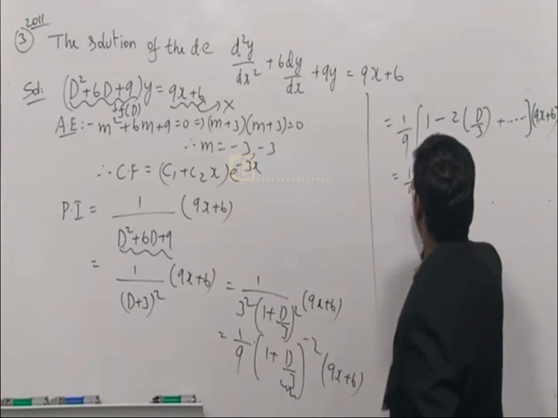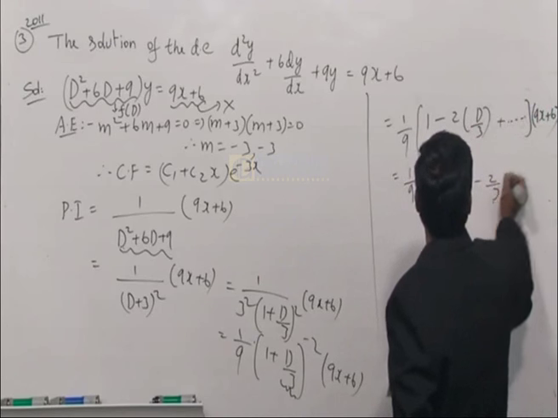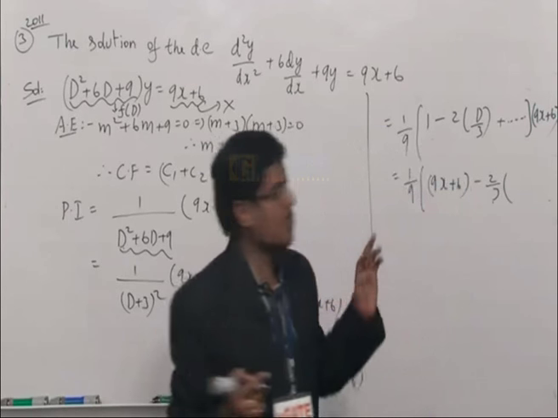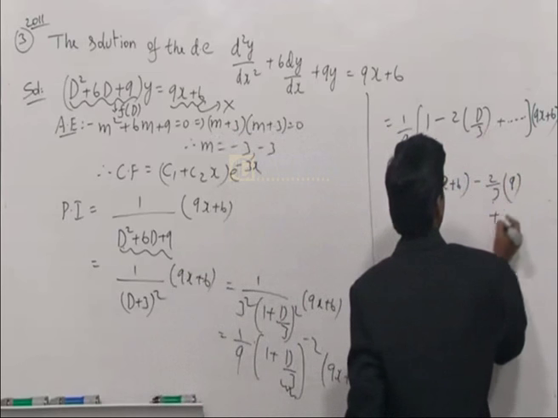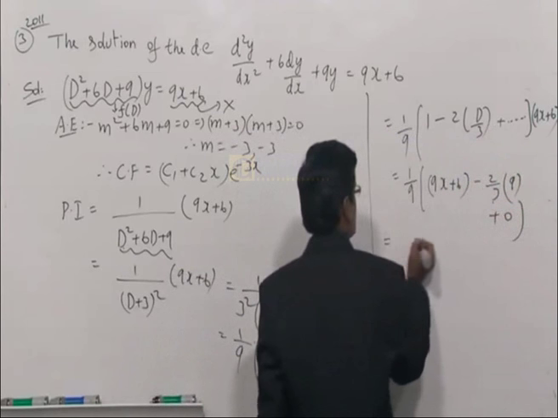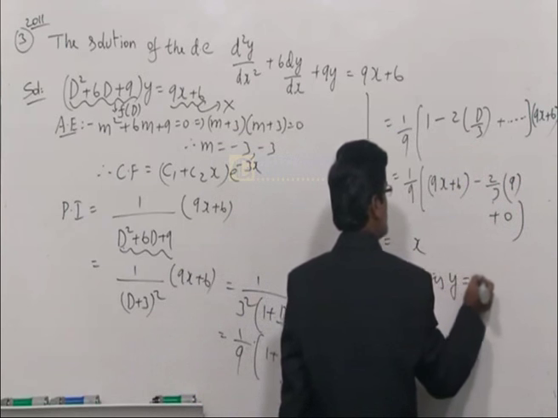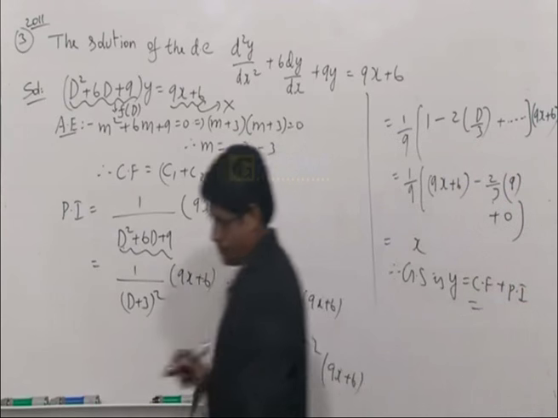1 by 9 into 1 into 9x plus 6 minus 2 by 3 into D of 9x plus 6. D stands for derivative with respect to x. 9x plus 6 derivative is 9, and so on, which gives 0. So this simplifies to x. Therefore general solution is y is equal to CF plus PI. Just add these two.